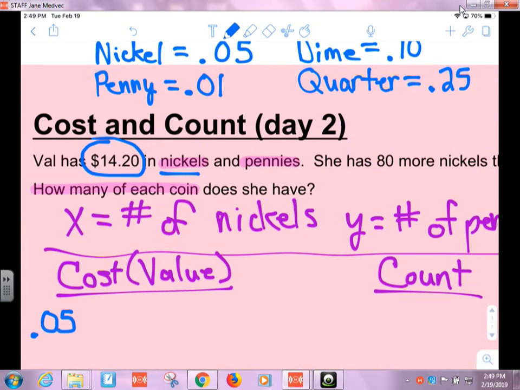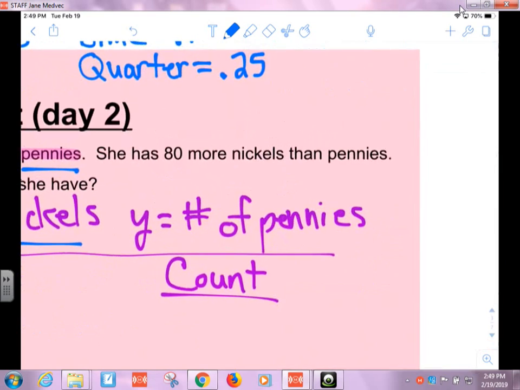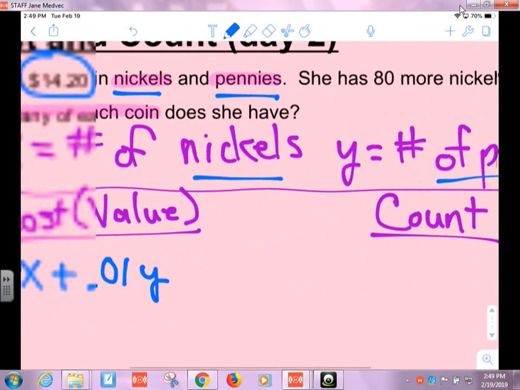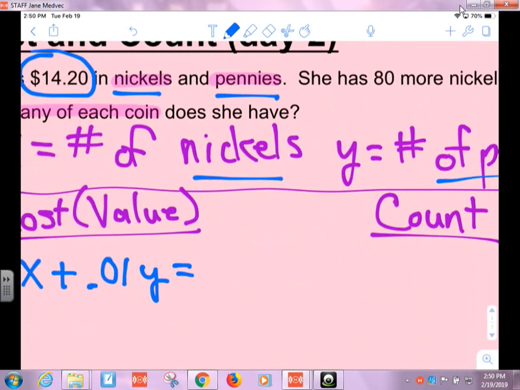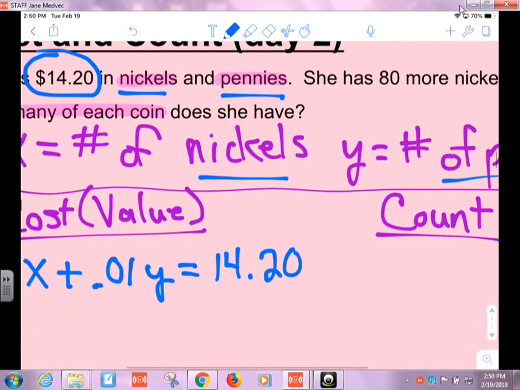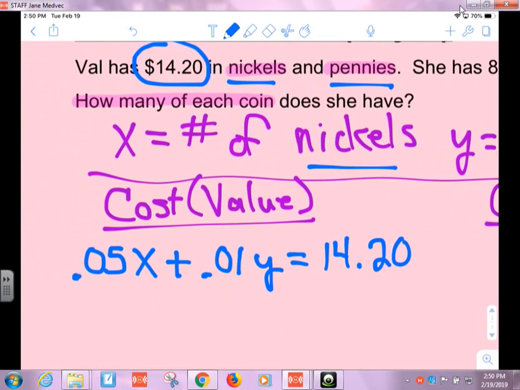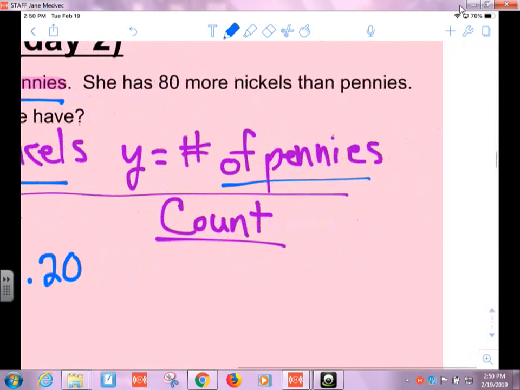And then I'm going to put X, because again, the nickel is X. And then I'm going to add, it talks about a penny. So I'm going to do 0.01Y, because again, we said that our pennies are Y. And I'm going to set them equal to the value that they gave me, which is $14.20. So again, the number in front of the X or Y really depends upon the value of the coin that they're talking about. Now we're going to take a look at count.